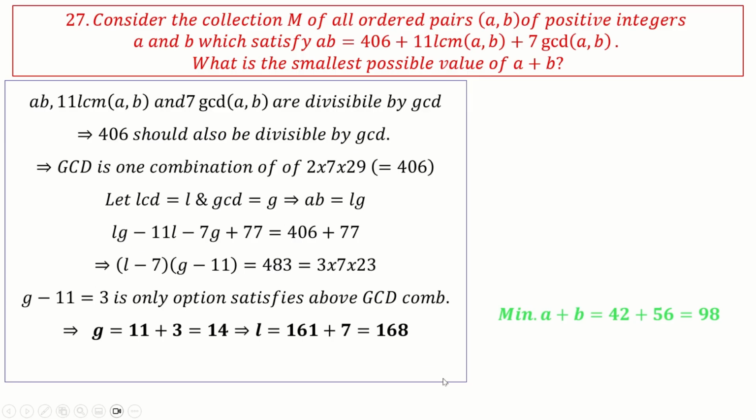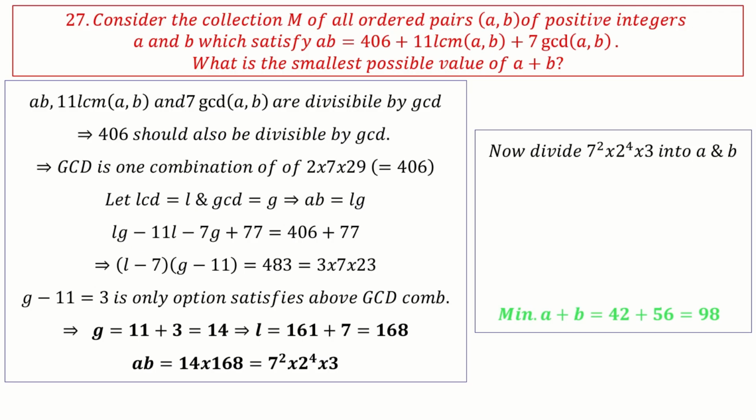Now my product of A into B is nothing but 14 into 168, which in this form is 7 square into 2 to the power of 4 into 3. So now I need to pick my numbers A and B in such a way that their LCM is 168 and GCD is 14. That's all. It is just factorizing properly. Both should have 14 in it, which is very easy to understand, because 14 is the GCD. GCD should be part of both numbers.